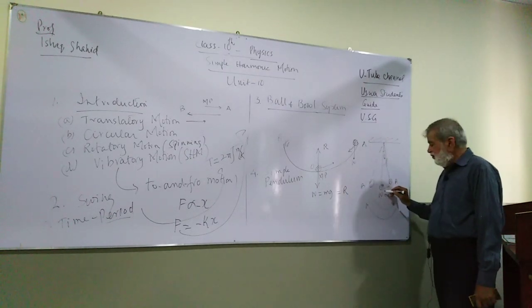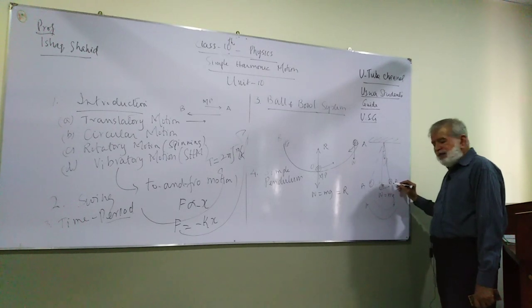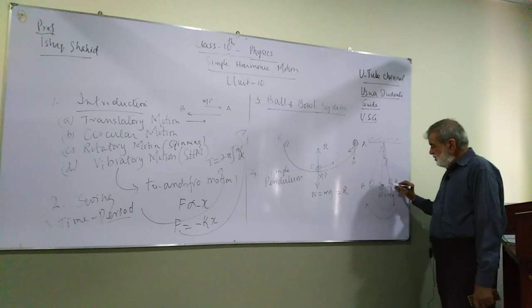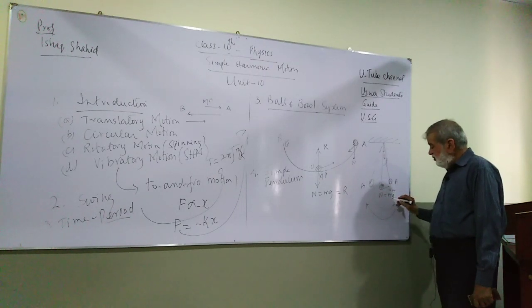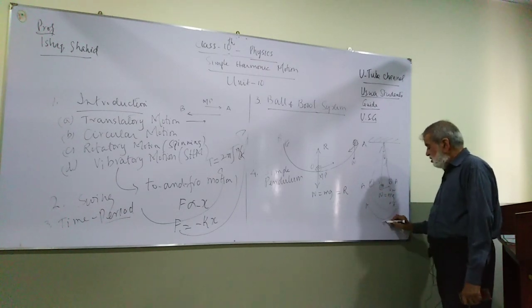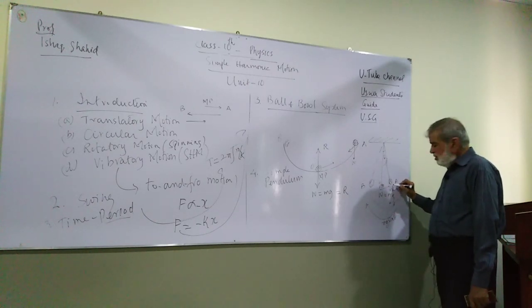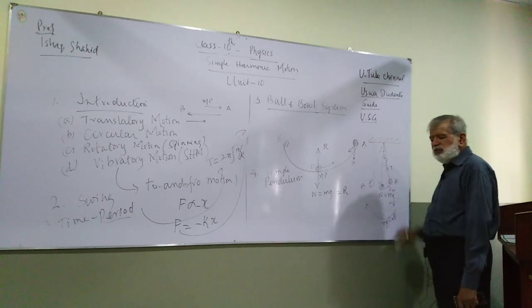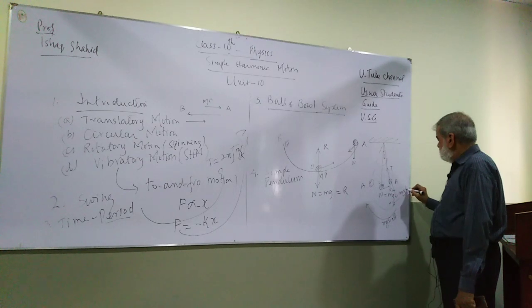When you pull the ball from this position O to the extreme A and then release it, if you resolve the weight W into rectangular components, the only force acting is mg sin theta. The other component of the weight of the ball is mg cos theta. Suppose T is the tension in the string; this is balanced by mg cos theta.